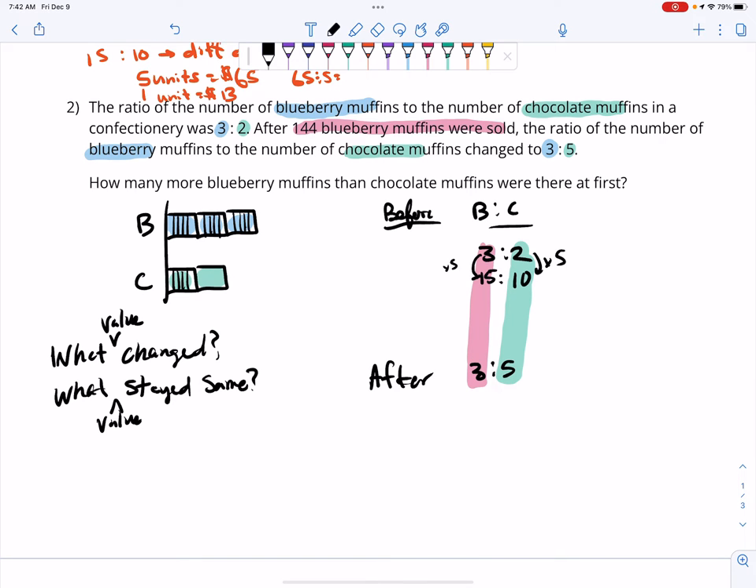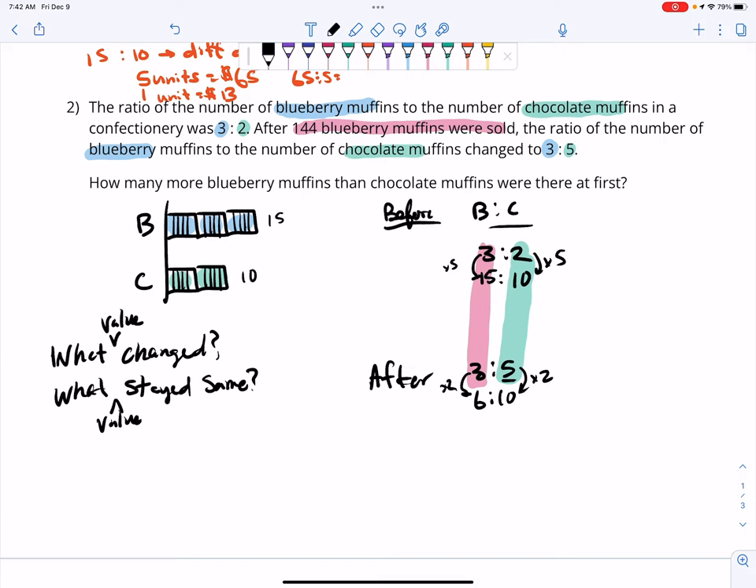Okay. So now I've chopped each one of those into our units. We have 15 blueberry to 10 chocolate. Now in the after, let's get this chocolate term into a 10 as well, so that way we can compare how the units of blueberries changed in this scenario. So to turn that 5 into a 10 using equivalent ratios and proportional relationships, we have to multiply by 2.